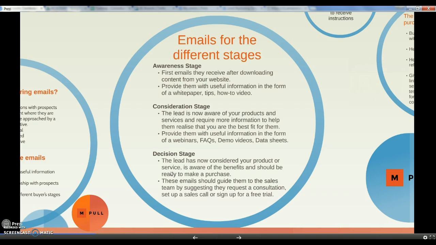Then moving on to the decision stage. This is where your lead is nearing the point where they can actually be approached by a salesperson to make direct contact with them. They have now considered your product and services, and they are very much aware of the benefits. This is also a great place for you to start selling your USPs, or your unique selling propositions, to further help them realize that you are the best fit. So these emails should always guide them to the sales team by suggesting that they request a consultation with one of your sales representatives. You can set up a sales call, or they can even sign up for a free trial if you have one.